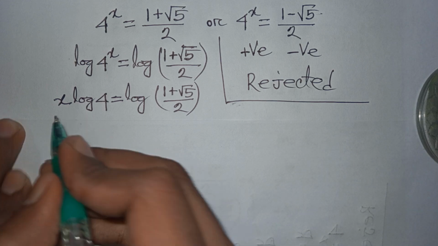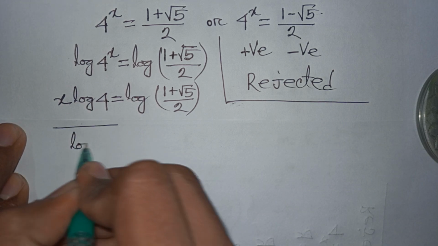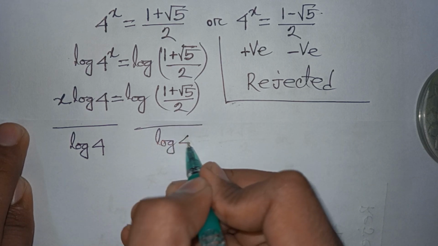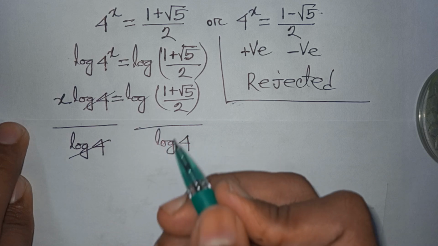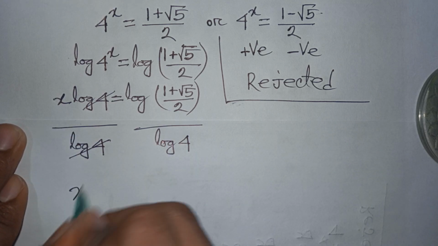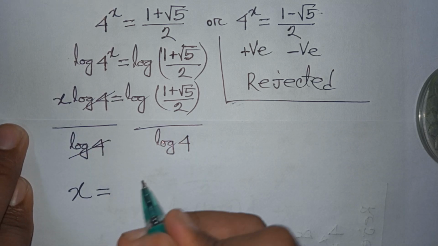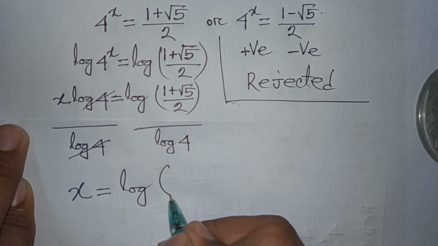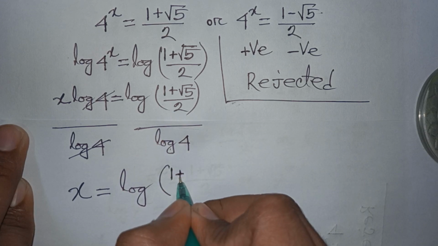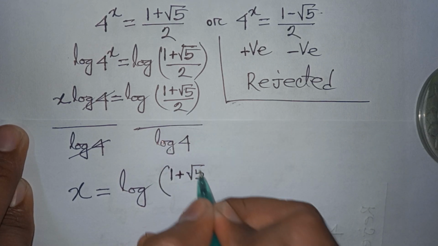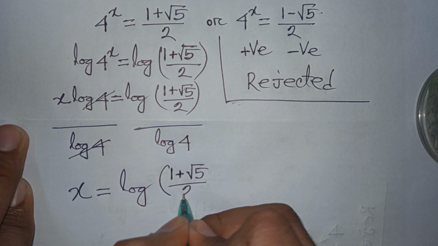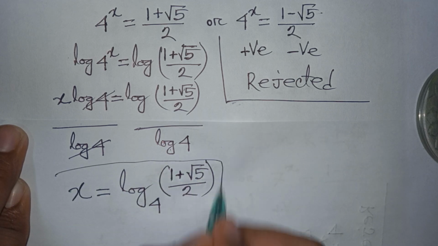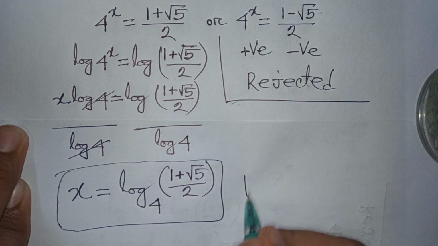Now we need the value of x, so we divide by log 4 on both sides, so log 4 divided by log 4, this log 4 will be cancelled, so here x is equal to this divided by log 4, so it will be log of 1 plus a square root of 5 over 2, base 4. So this is the value of x, this is our final answer.